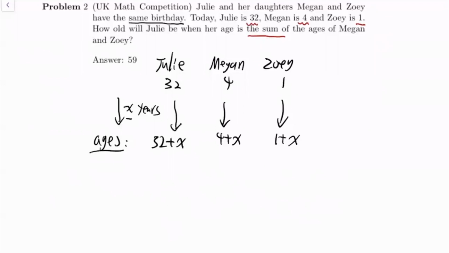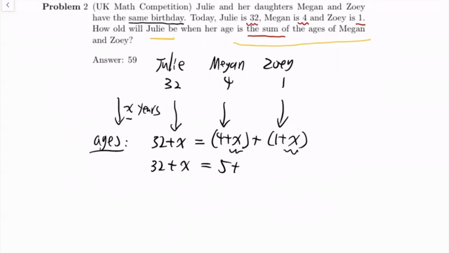Now we can write the equation, because the problem says the age of Julia equals the sum of the ages of Megan and Zoe. So 32 plus x equals 4 plus x plus 1 plus x. Let's simplify: you have 1x here and another x here, so you get 2x. Then subtract x on both sides, in other words, move x to the other side, and also subtract 5 to cancel.